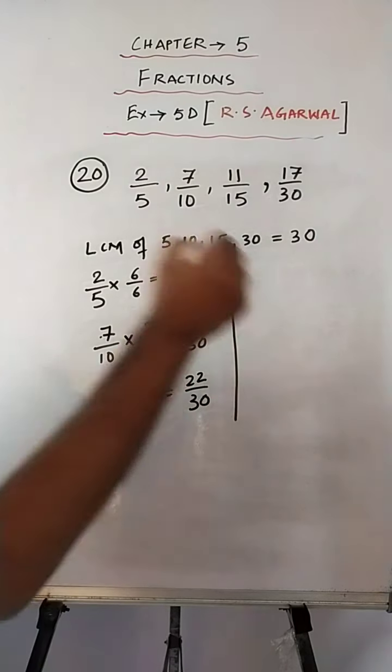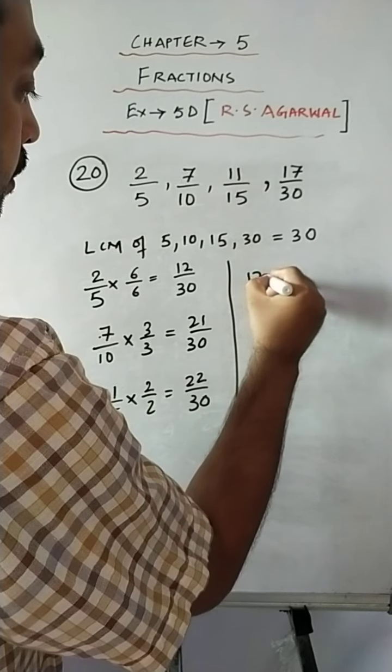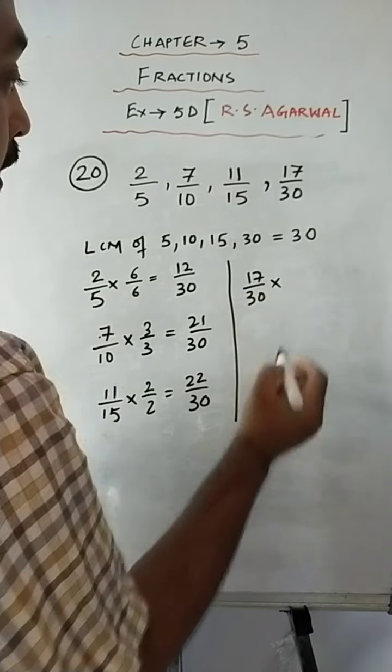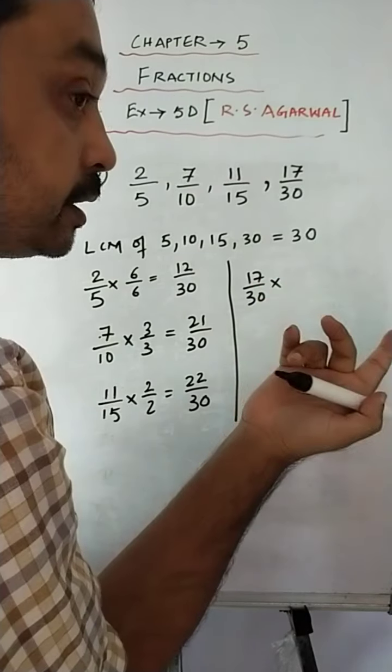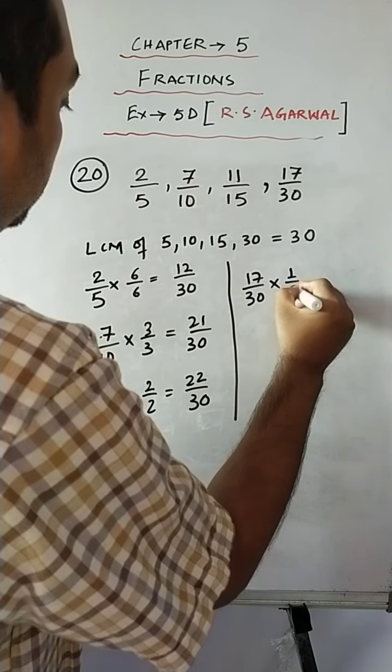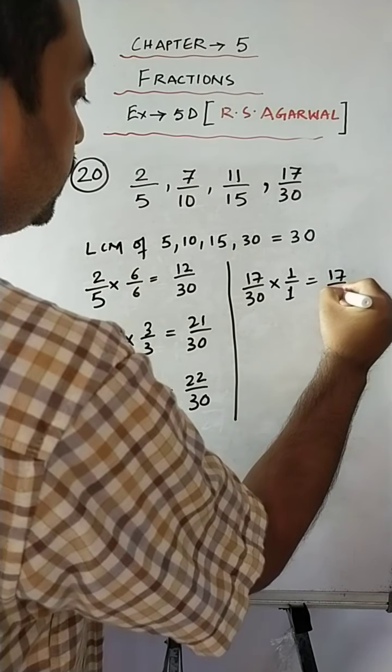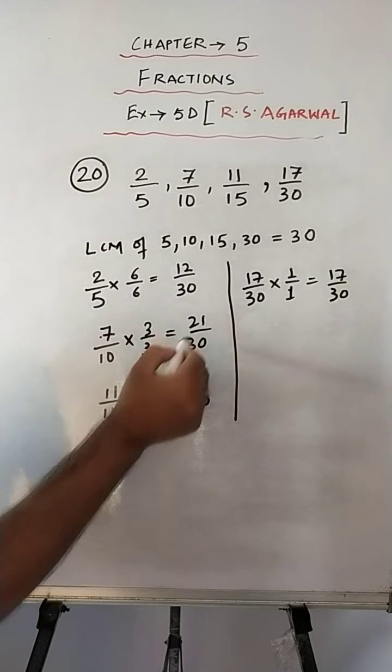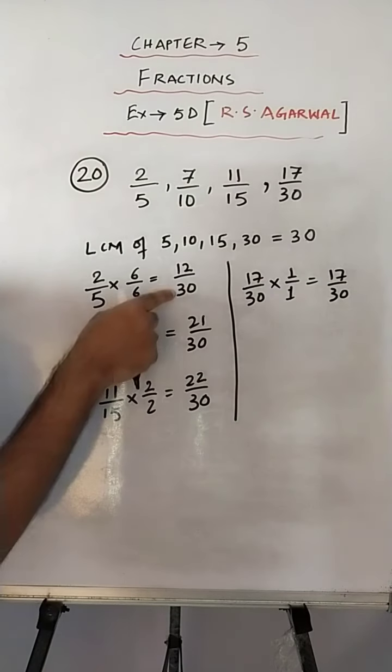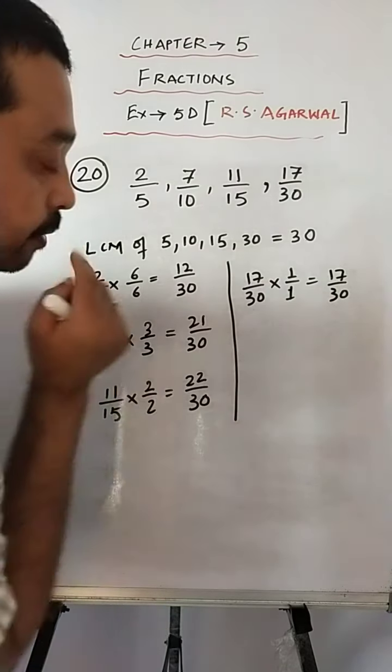The next one is 17 by 30. Divide 30 by 30, what is the answer? It will be 1. So we will multiply with 1. So the answer is 17 by 30. Now you see all the fractions are like fractions, because they all have the same denominator.